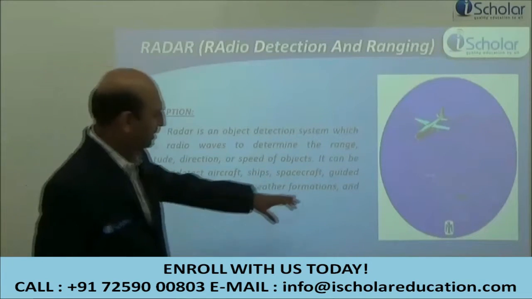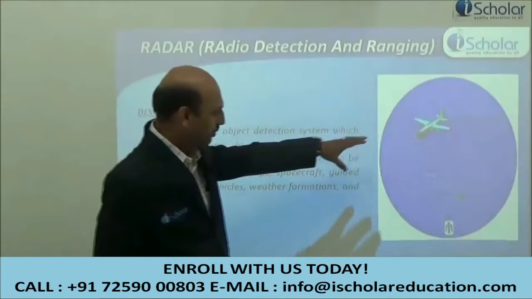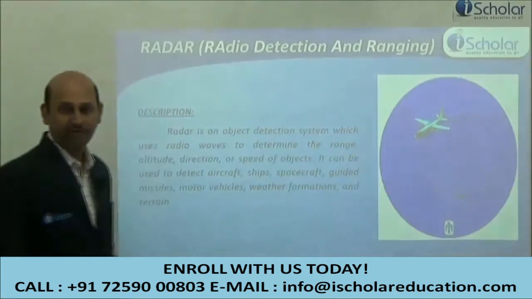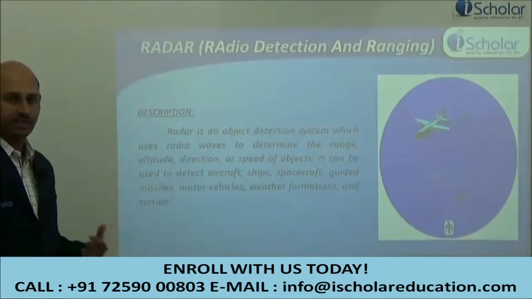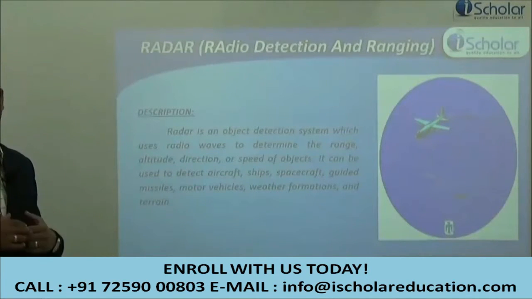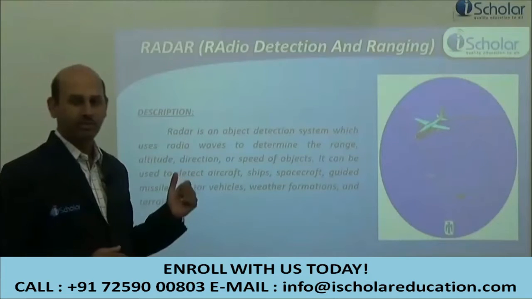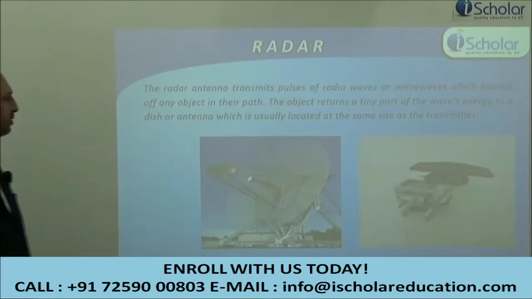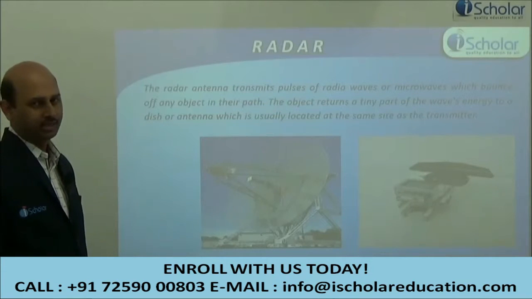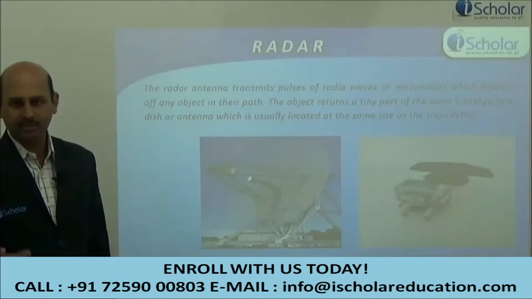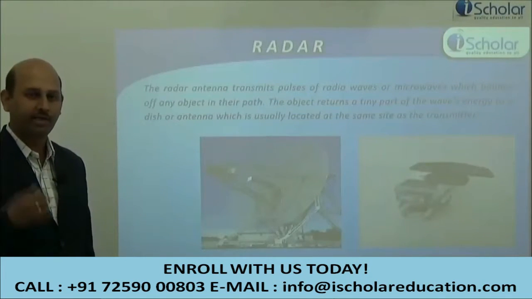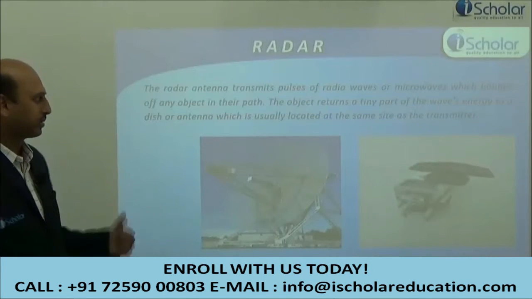Here you can see a flight entering the area of an airport, wherein traffic is managed depending on which flight is coming, and the other flight should take off or wait until it lands. Those things are managed using the radar system in the aerodrome. The radar antenna transmits pulses of radio waves or microwaves which bounce off any object in their path, and whenever they hit an obstacle, they bounce back.